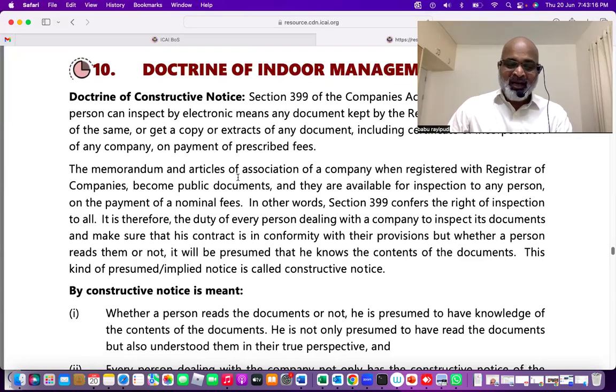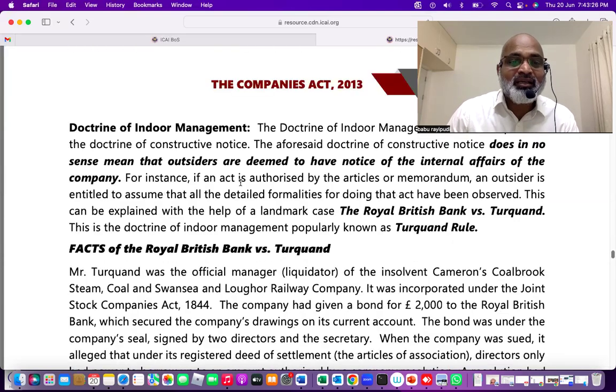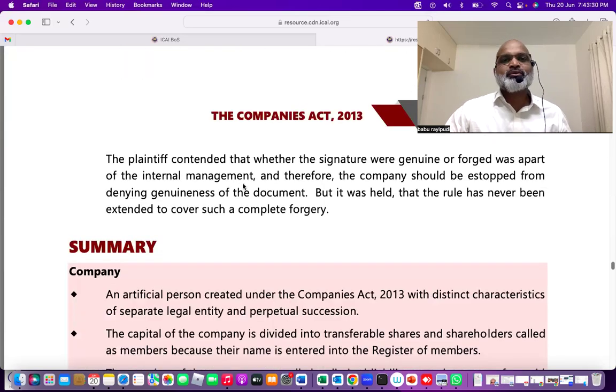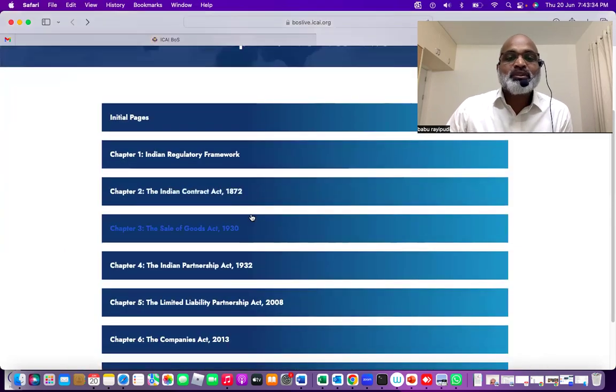Last minute, highly important. Doctrine of ultra vires, doctrine of indoor management, doctrine of constructive notice, last minute revision in company law, highly important. Exceptions, everything you got. Right, guys? So just go through that question paper which is there in the ICAI. If in case you want, you can download it from the ICAI website.